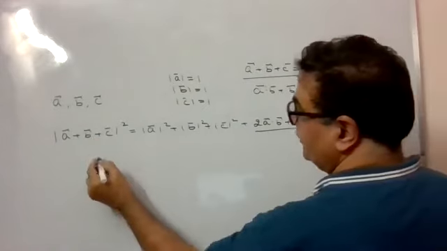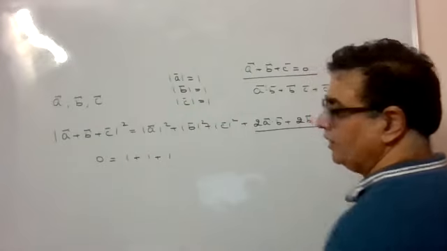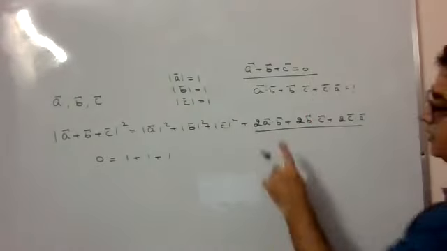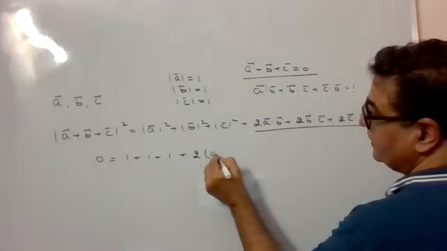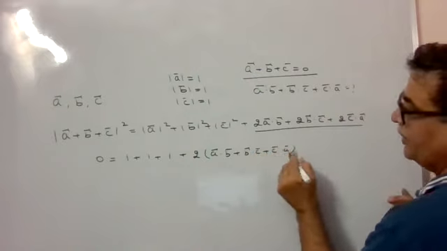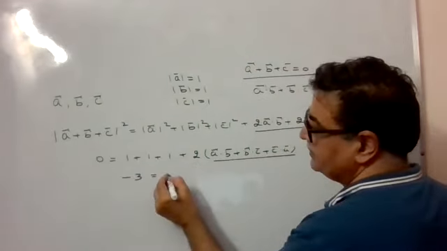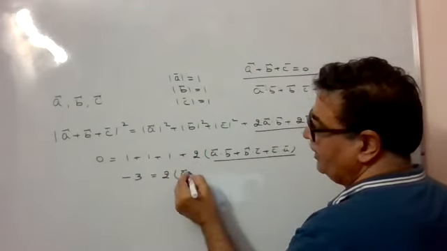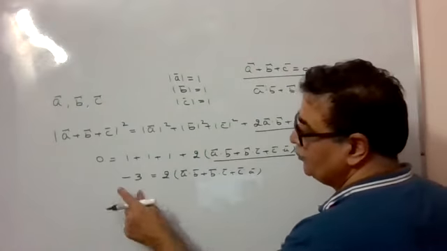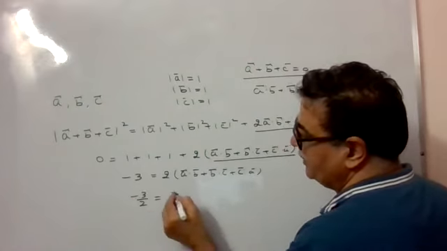This value in the question is given as 0. These are all unit vectors, so 1 plus 1 plus 1. Square करोगे तो भी 1 आएगा, कोई problem नहीं है. And this I'll write twice: A dot B plus B dot C plus C dot A. This is the value they are asking you to find out. तो ये कितना होगा? इधर जाएगा, it is minus 3, equal to twice of A dot B plus B dot C plus C dot A. And then this 2 will go down, so minus 3 by 2 will be A dot B plus B dot C plus C dot A.